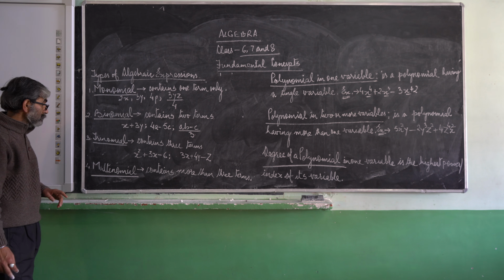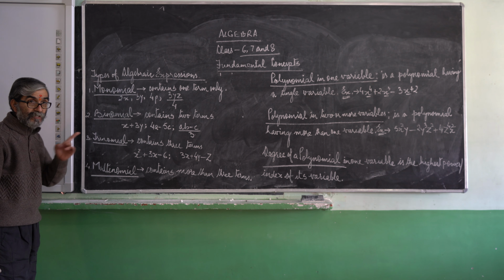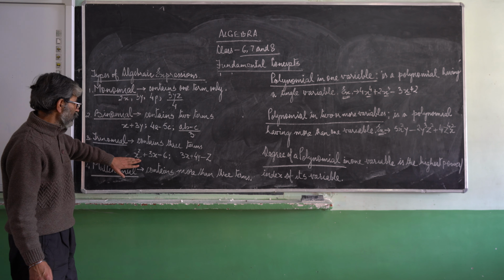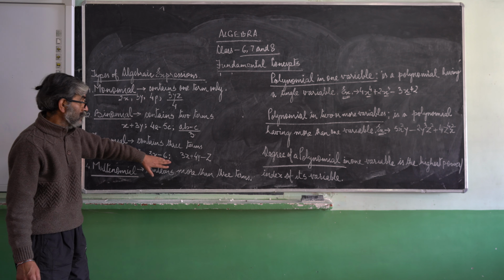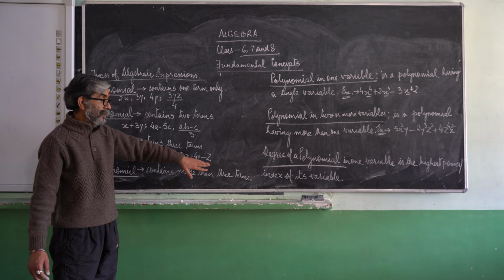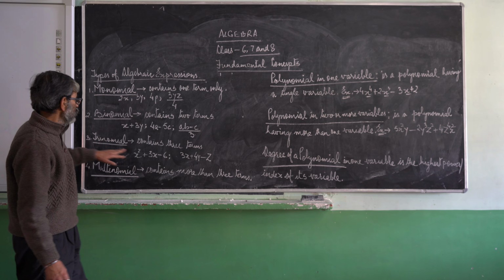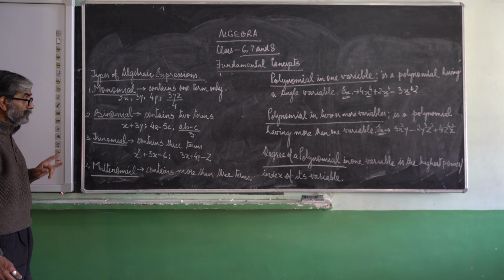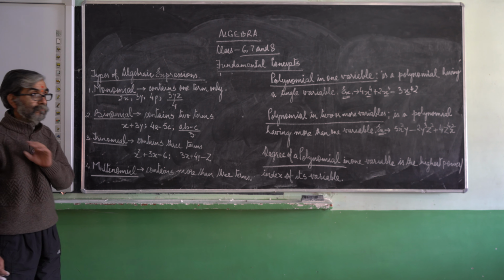Trinomial, as the word signifies, tri means 3. It contains 3 terms, and examples are given to you: x squared plus 3x minus 6, 3x plus 4 minus z. These are the examples of trinomials. Multinomials are those expressions which contain more than 3 terms.